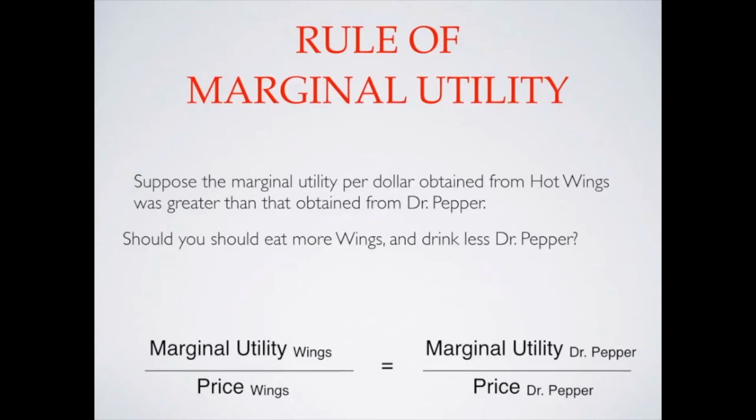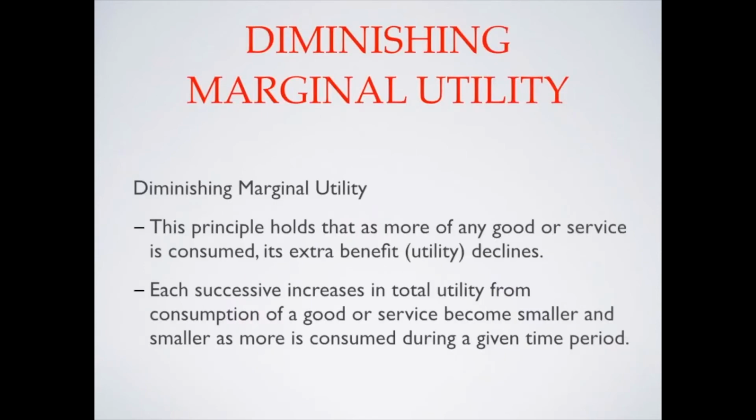There are two conditions to find the equalized marginal utility per dollar spent. First, the marginal utility of wings per dollar spent must equal the marginal utility of Dr. Pepper per dollar spent. This condition is represented by the equation at the bottom of this slide. Second, spending on wings plus the spending on Dr. Pepper must equal the amount available to be spent in order to maximize our utility.